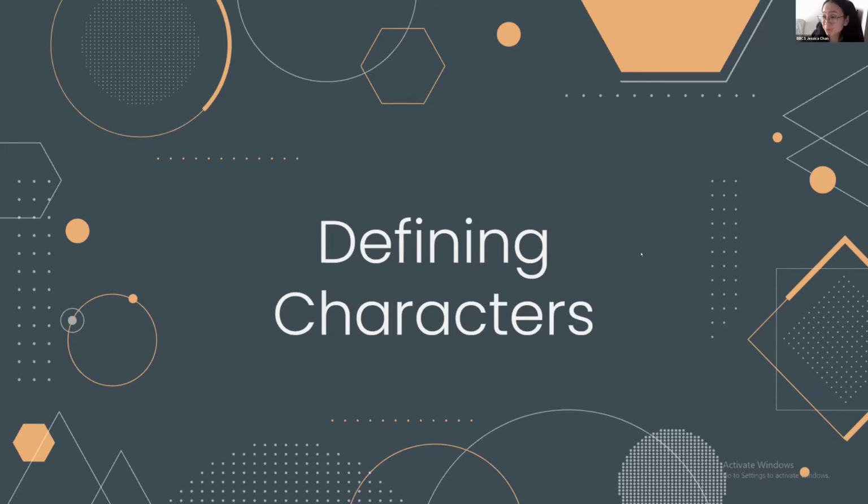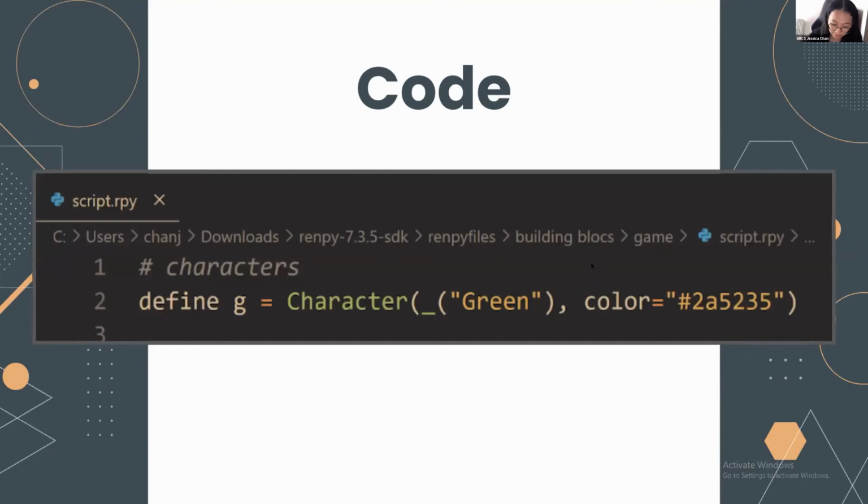So what is the most important part of a visual novel? It's the characters. So we must know how to define our characters in a visual novel. We're going to make our own character, Green, defined as G. This is an important step as it consists of two attributes put into a single letter. Here, the name of the character and the color of the character when it speaks will be displayed when we use G. You can follow along by adding this into your own script.rpy. I shall just leave this on the screen for a short while.